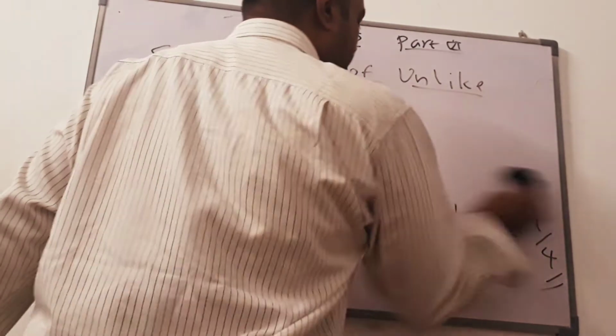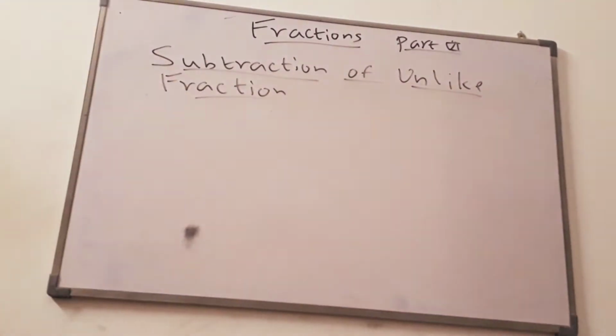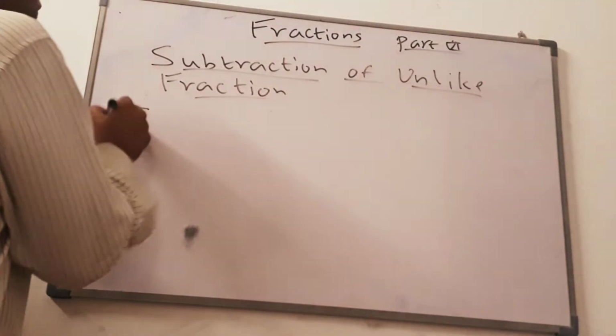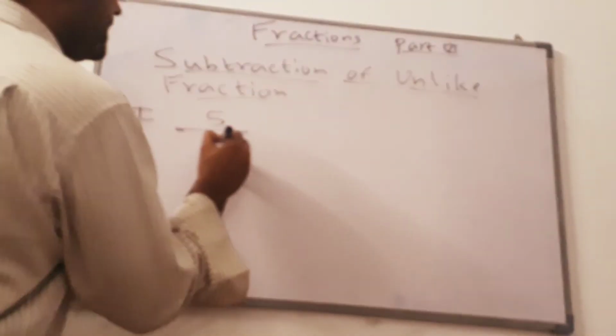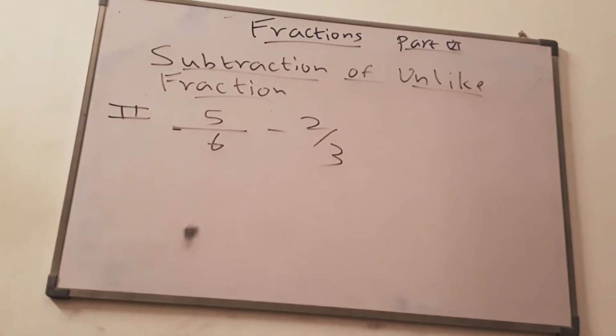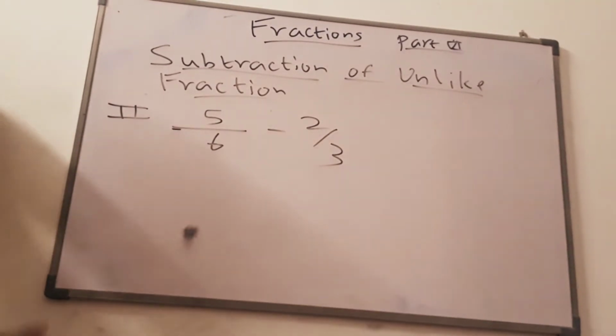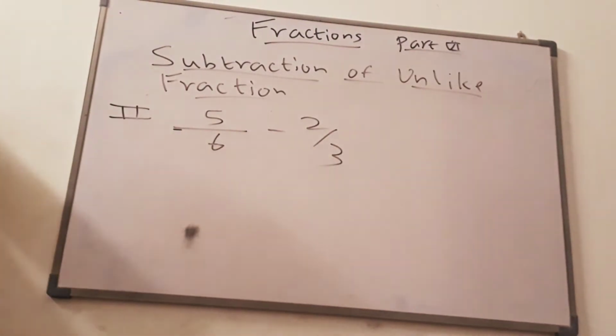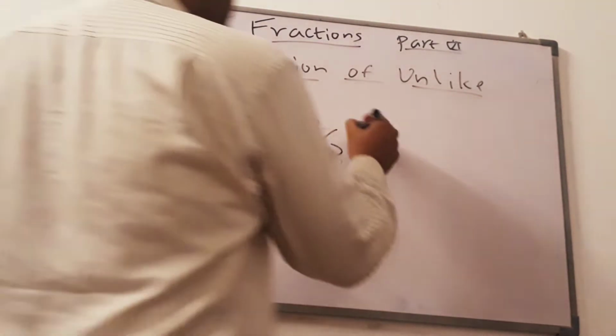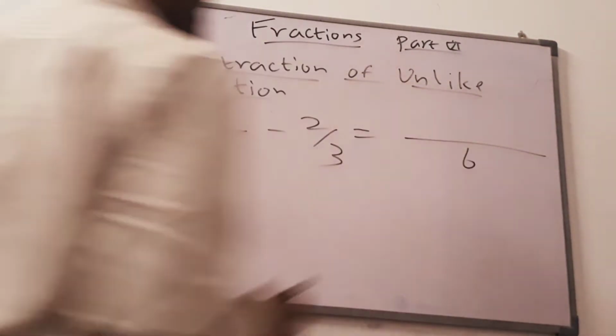We will take more examples. Second example is 5/6 minus 2/3. Here also we can realize that 6 is a multiple of 3. So easily we can take 6 as the common denominator.